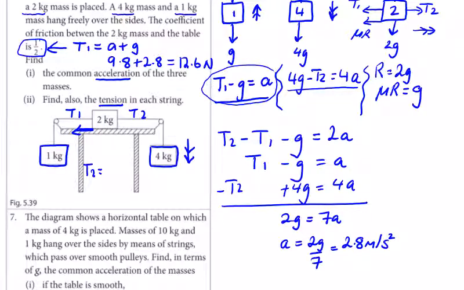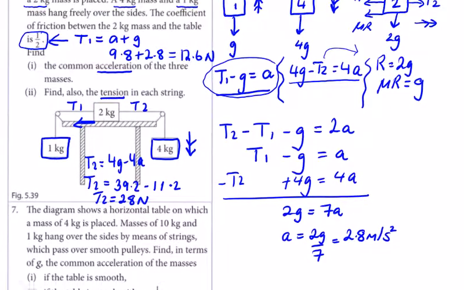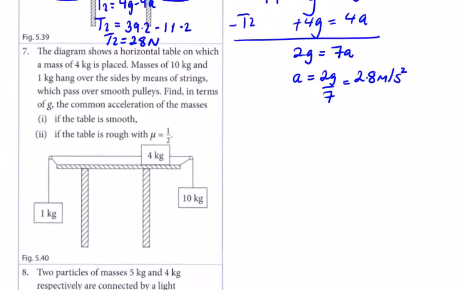T2, do it here. T2 is equal to, well, I can take T2 from the middle equation there. If I bring it to the right, T2 positive, so 4g minus 4a. So T2 is equal to 4 times 9.8, which is 39.2, minus 4 by 2.8, which is 11.2, and 39.2 minus 11.2 is 28 newtons for T2. Okay, a little bit messy. Let's try and make it a little bit neater for question 7.